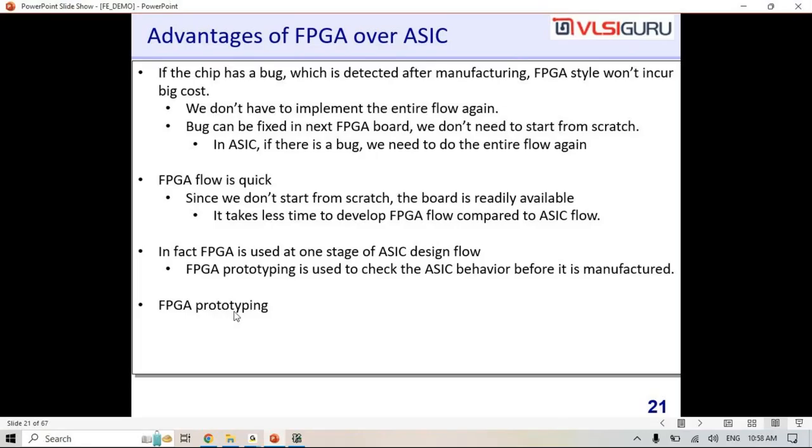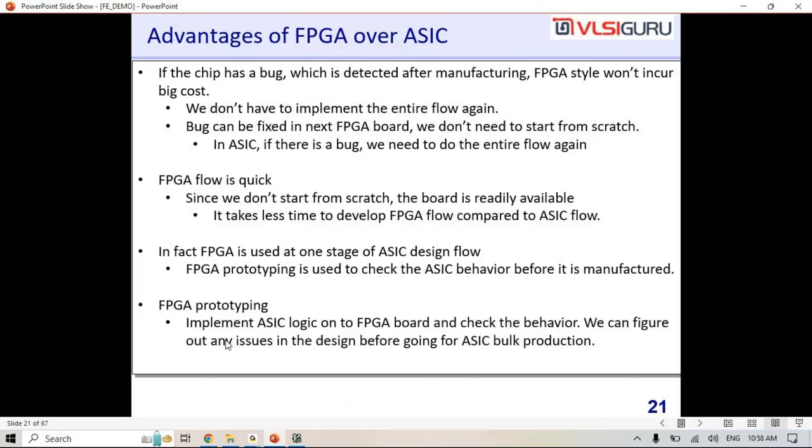FPGA prototyping. There is a concept called FPGA prototyping. What is FPGA prototyping? Let's say you are developing one chip. First you check that code with FPGA. You check whether it is working with FPGA, and if it is working fine, then you implement using ASIC. I'll tell you what an FPGA prototype is.